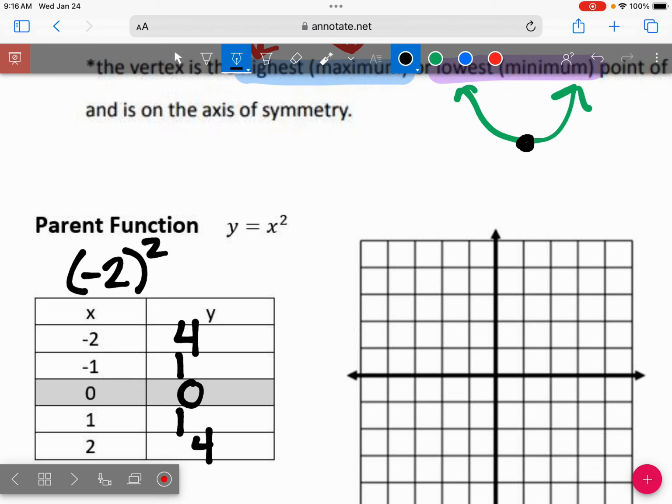So let's go ahead and graph these points. So this is my x-axis. This is y. So let's go ahead and plot these points. So let's put a point at -2. So if I start from here and I go to -2, I want you to count up 4. 1, 2, 3, 4. Put your point right there. Go ahead and plot a point at -2, 4.